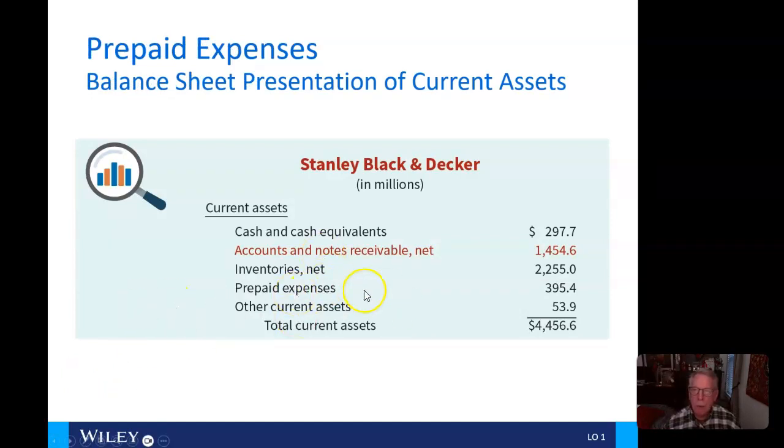Okay, so here we're showing our prepaid expenses here and other assets there. So there's our total current assets.